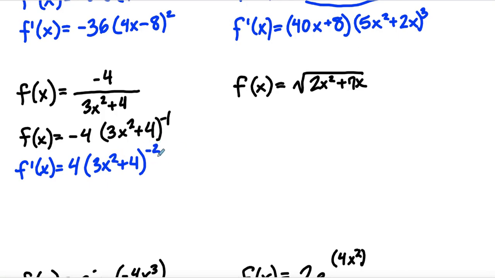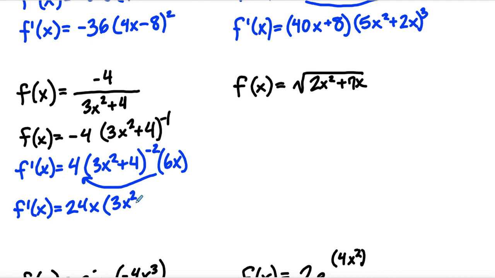And then the derivative of the inside, there's the chain rule part, is just going to be 6x. So last step here is to take that 6x and multiply it by 4. So I'm going to go ahead and do that. That is going to give me 24x times (3x squared plus 4) to the negative 2. Now you can leave your answer just like that, or you could write this as a positive 2, but it would now be in the denominator and still in parentheses squared.